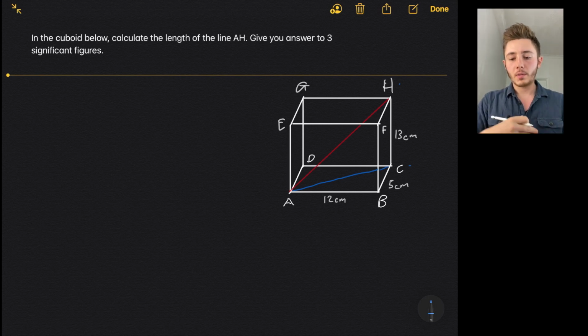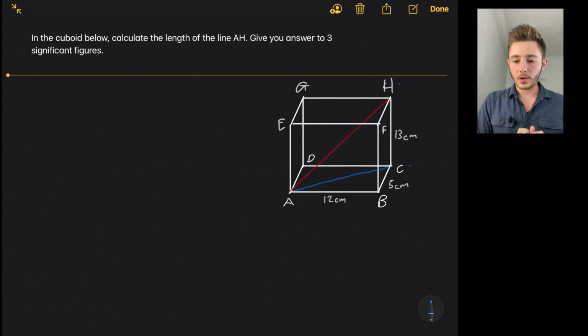If you want to have a go at this, pause the video for a few seconds, give it a try, and then play the video and we'll carry on.